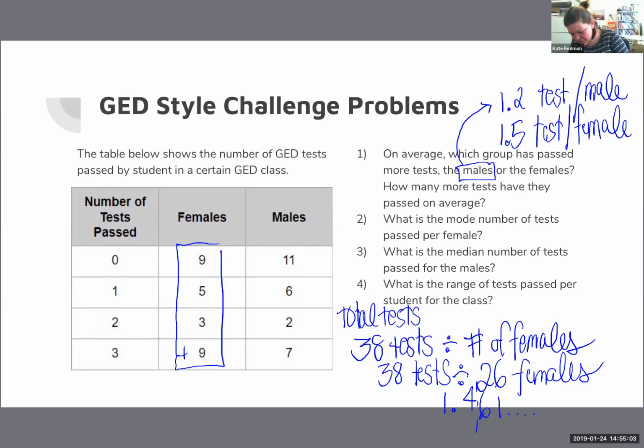I do have this question, though. This one's a little more specific. Look at what this says. How many more tests have they passed on average? Now, they're not giving me wiggle room here. I need a number. How many more tests have they passed on average? Mathematically, how do you find how many more? We talked about this last class. Anybody remember? You subtract. Exactly. How many more, how many less? We're talking about the difference between two numbers, so we're going to subtract.